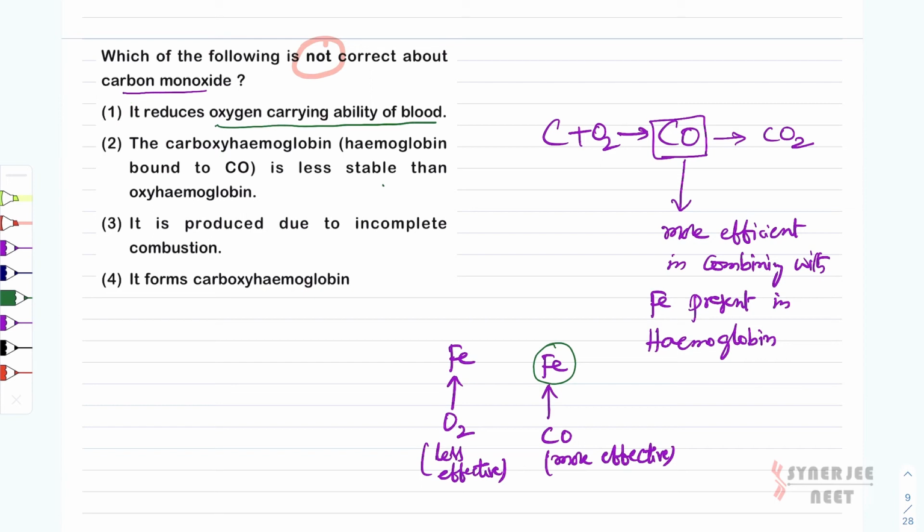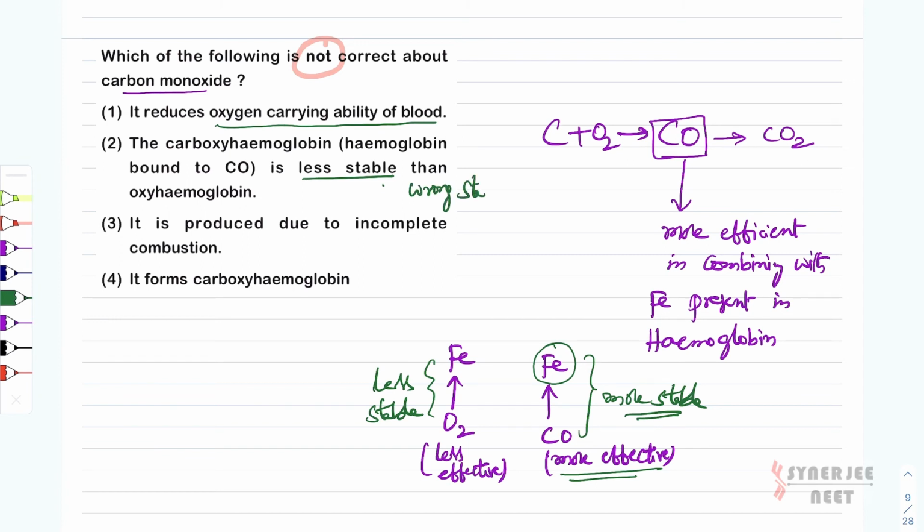The carboxyhemoglobin, that means hemoglobin bound to carbon monoxide, is less stable than the oxyhemoglobin. No, when carbon monoxide is bonded, it is more effective, which means that after connecting, it is more stable compared to the oxygen connection. Carbon monoxide connects better. That means the complex formed after carbon monoxide connects with iron is more stable than that of oxygen. So here they are saying less stable. Therefore, this is the wrong statement.